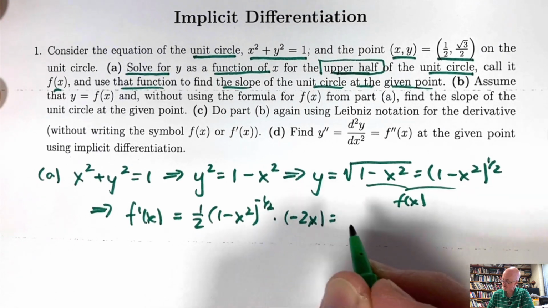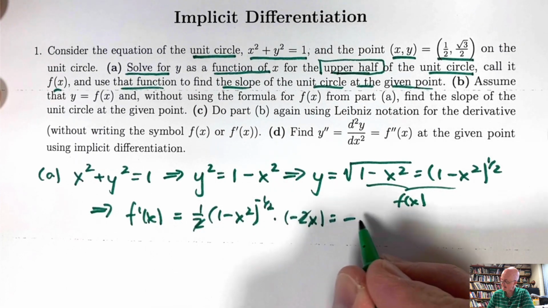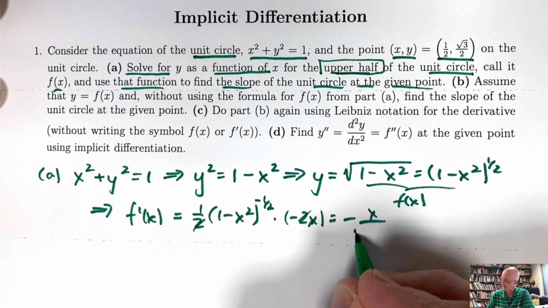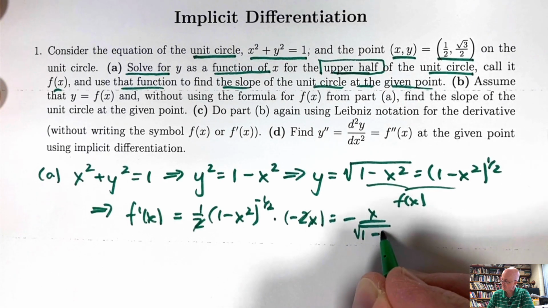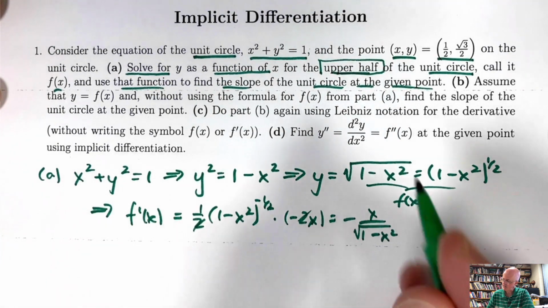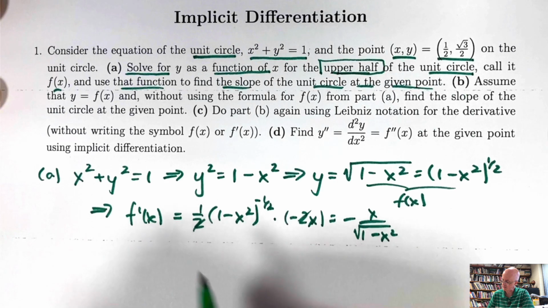And then we can simplify that. We can cancel the 2's. We can write this as negative x over, since that's a negative 1/2 power, it can go as a square root in the bottom. Negative x over square root of 1 minus x squared. Now we want to find the slope of the unit circle at that point. Now plug in that x coordinate of 1/2.